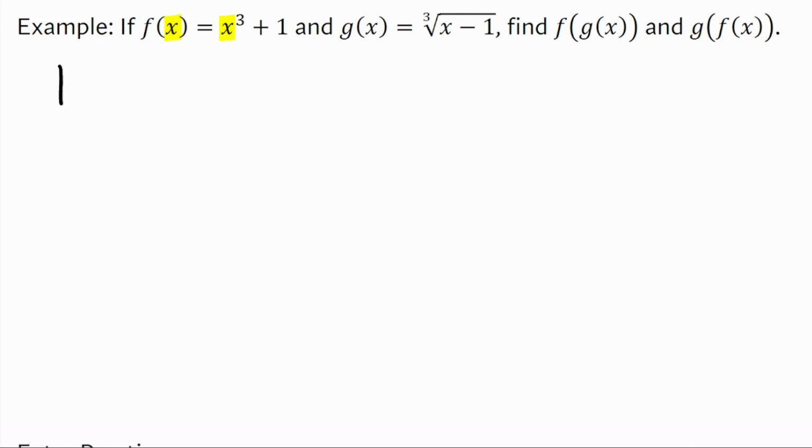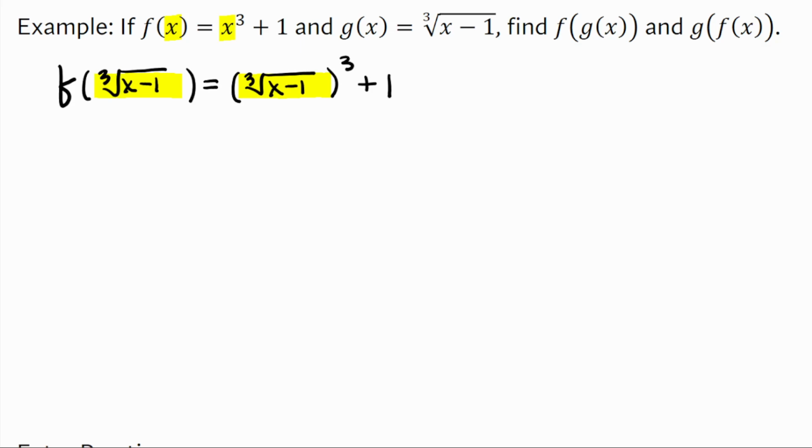So if I take f of g of x, which is going to be the cube root of x minus 1, that's going to be equal to the cube root of x minus 1 cubed. So the cube root of x minus 1 cubed plus 1. And I know how to cube the cube root. This is going to leave me the thing on the inside, so that's going to be x minus 1 plus 1, and that's just going to be equal to x.